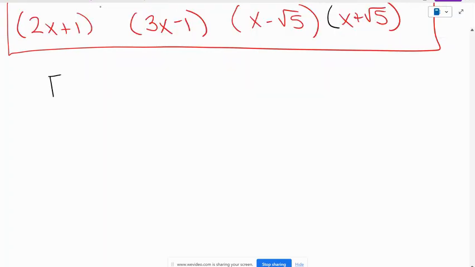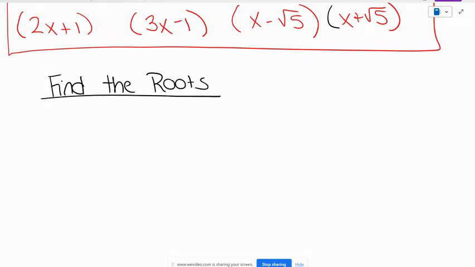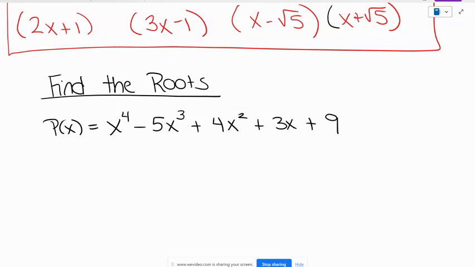All right, this time I'm just asking you to find the roots. No factors. Find the roots. No, quadratic formula gives you the roots. So we're going to have P of x is equal to x to the 4th minus 5x cubed plus 4x squared plus 3x plus 9.